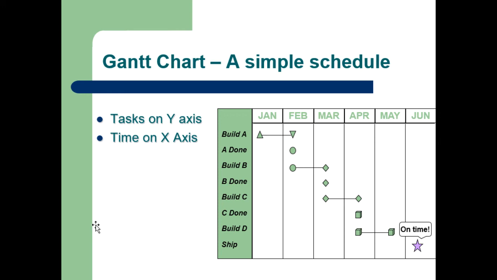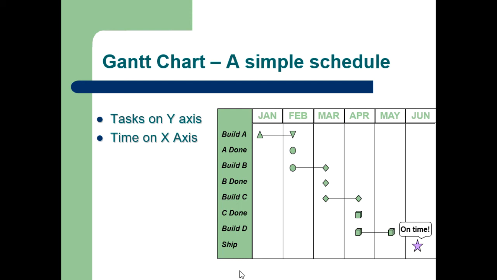And we're going to do one of these. So the way this works is this. You always have tasks on the y-axis, the vertical axis here in green. And you always have time on the horizontal axis. Usually it's at the bottom. It's okay to put it at the top. Quite frankly, it doesn't matter.